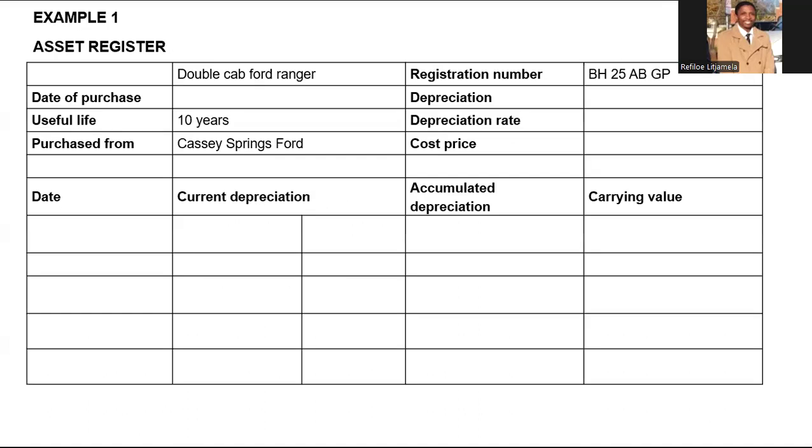Let us look at this asset register. I have completed a couple of things. I will give you the purchase date. I will also give you the depreciation method, depreciation rate, as well as the cost price. Let's start with the first year, and I will give you when the first year will end. The end of the year will be the 31st of December, 2017. How do we record depreciation, or calculate depreciation?